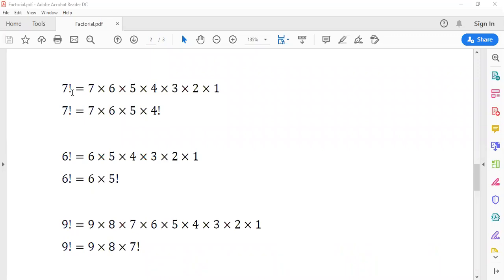As we know, 7 factorial equal to 7 into 6 into 5 into 4 into 3 into 2 into 1. If we want to stop at 4, we can write 7 factorial equal to 7 into 6 into 5 into 4 factorial, because this whole term 4 into 3 into 2 into 1 equals 4 factorial.